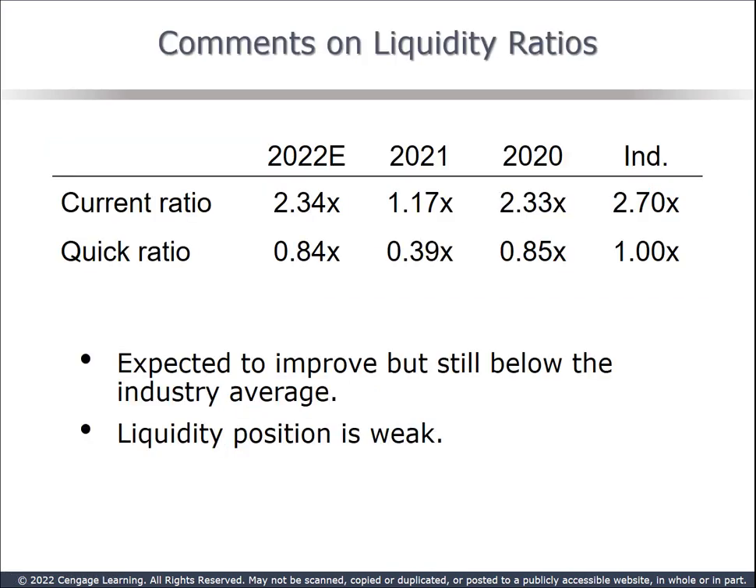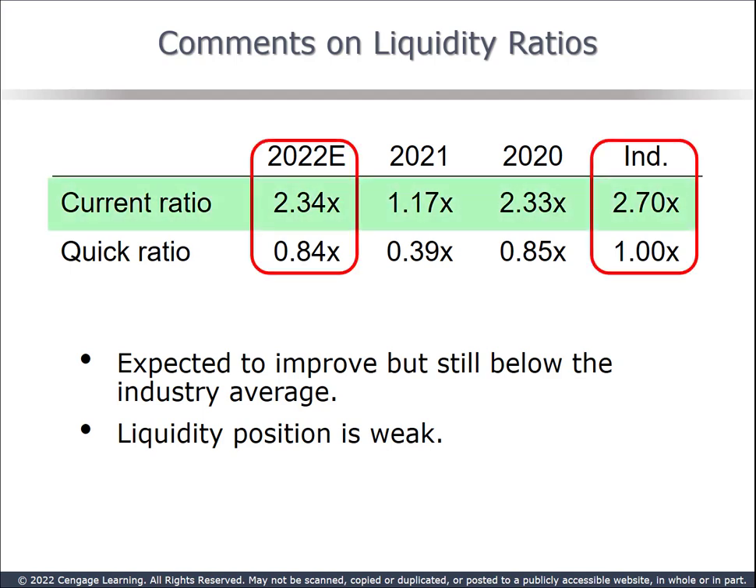To put these ratios in context, let's compare them to DeLeon's previous years and industry averages. Their current ratio is expected to go back about where it was before the expansion, but is still below the industry average. And remember, an industry average is just that, an average, a C grade. A firm really wants to be better than average. As with the current ratio, their quick ratio is also rebounding to pre-expansion levels, but is also below the industry average.